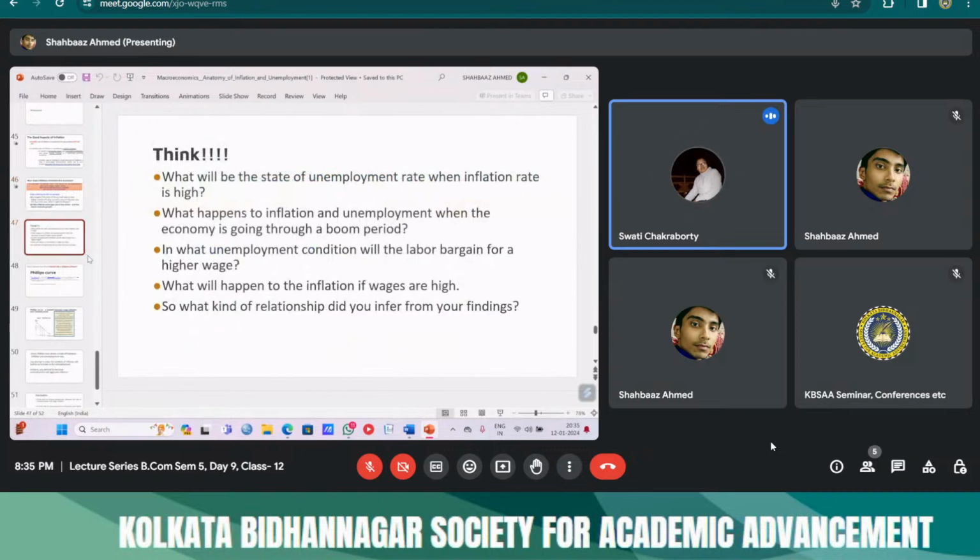These are some of the questions we're going to answer now. What will be the state of the unemployment rate when the inflation rate is high? What happens to inflation and unemployment when the economy is going through a boom period? In what unemployment condition will labor bargain for a higher wage? What will happen to inflation if wages are high? What kind of relation do you infer from these findings? When we find out these analysis results, what do we actually infer from it? We can get these answers when we study the Phillips curve, which talks of the relationship between inflation and unemployment. Can we go to the next slide, please?